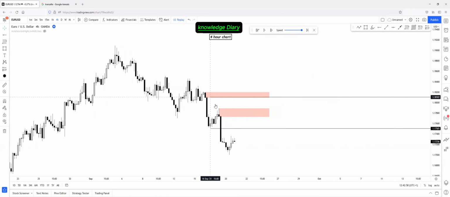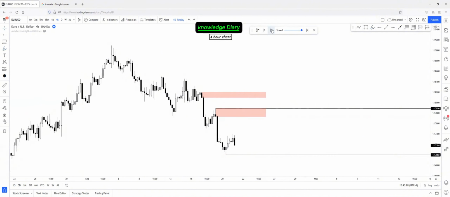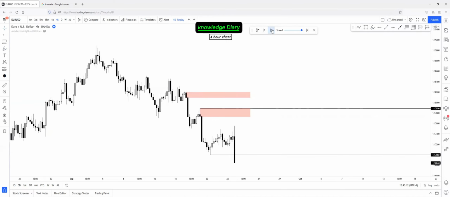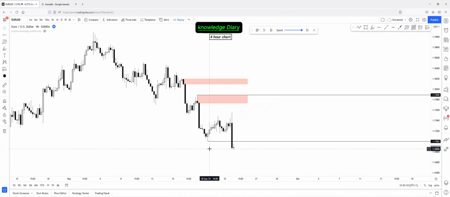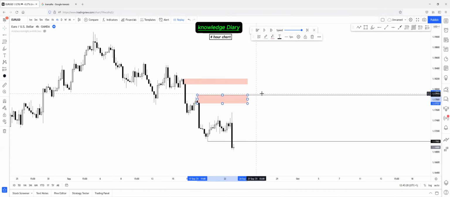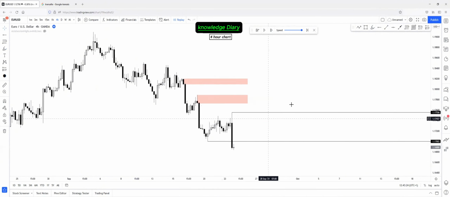So we are currently moving in this range. As soon as this low breaks, it will create a breakout structure to the downside and will form a new supply zone. Okay, as you can see, price created another breakout structure to the downside. So we have a new high here, and we are waiting for a new low. And this means we have a new supply zone also.